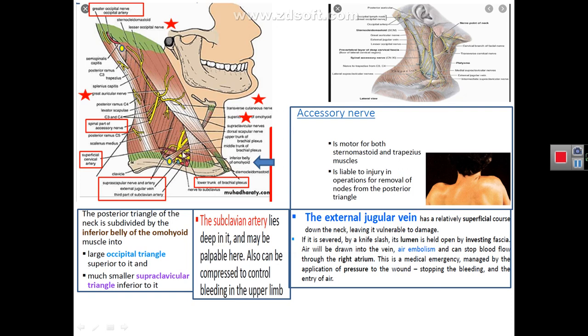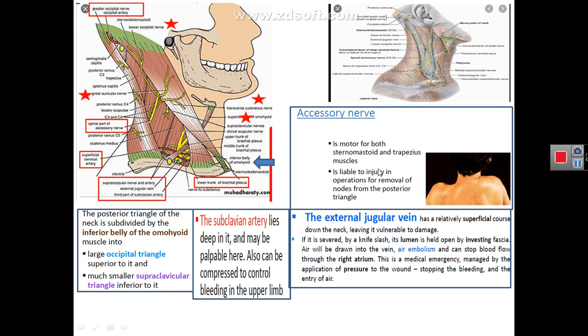Of course, the triangle below the inferior belly of omohyoid, which is the supraclavicular triangle, is sometimes also called the subclavian triangle because it contains the subclavian vessels. In cases of bleeding, for example a deep wound in the upper limb, you may press in this region above the middle of the clavicle, in the supraclavicular triangle below omohyoid, on the subclavian artery to minimize bleeding from a deep wound in the upper limb.